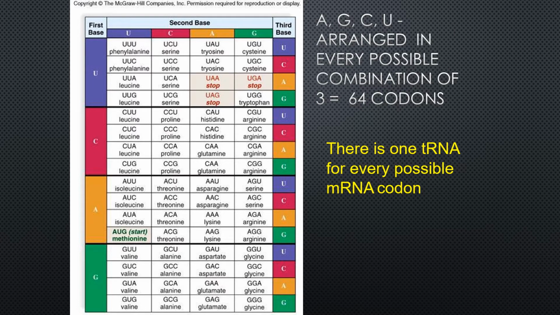So when we look at the bases that we talked about, we have adenine, guanine, cytosine, and uracil, right, for all our RNAs. So every possible combination of 3 that we use those for gives us 64 different codons. And for those 64 different codons, there is one tRNA for every possible mRNA codon. So they're very specific.